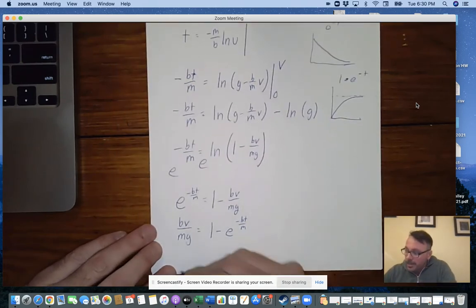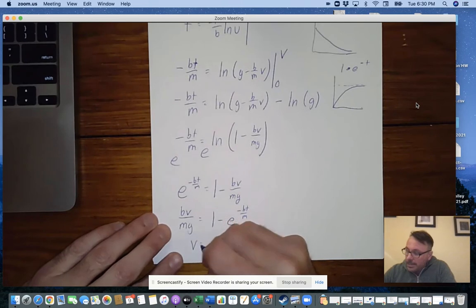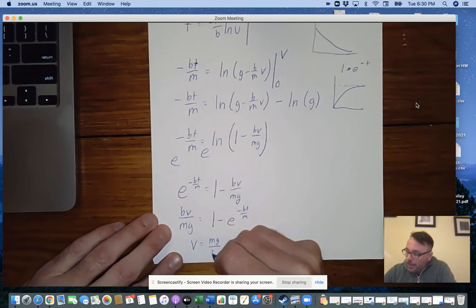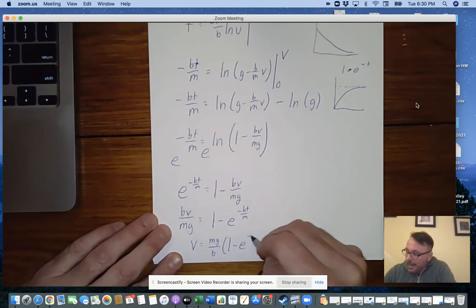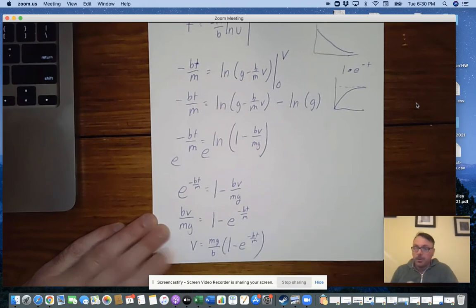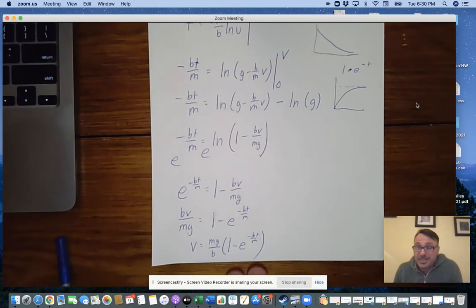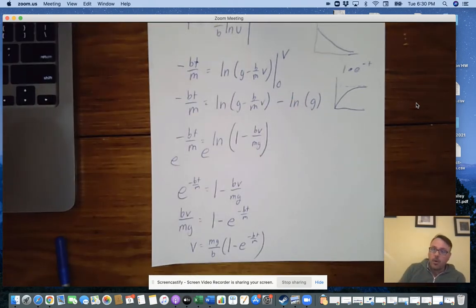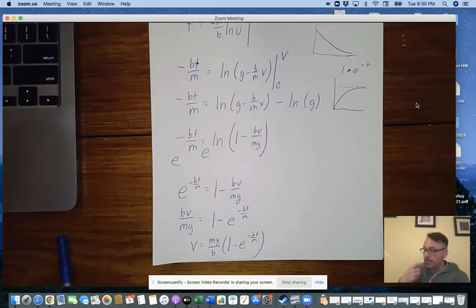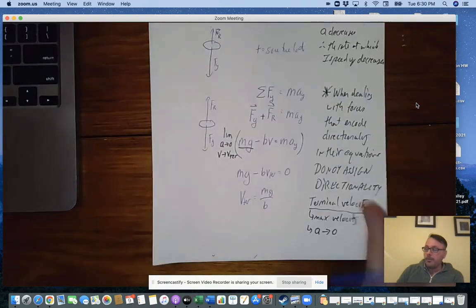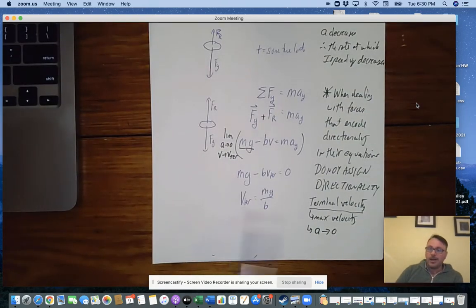So solving this, we have one last step. v is equal to mg over b, times 1 minus e to the negative bt over m. There you go. Now, I'm never going to give you this exact problem again, but this is a nice structure and flow so you can see the steps that are expected. So let's look at that result. mg over b, that's familiar. Yeah, it should be very familiar. Boom, step 1 here, that's the terminal velocity.